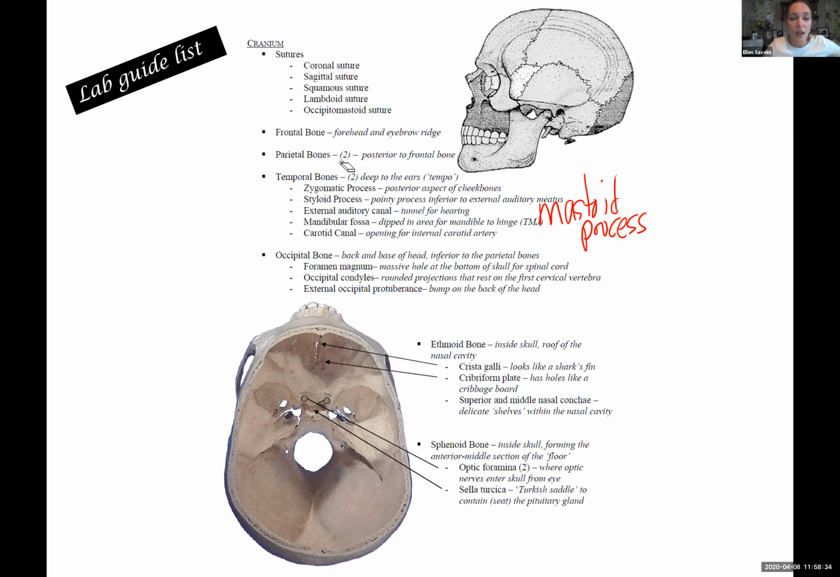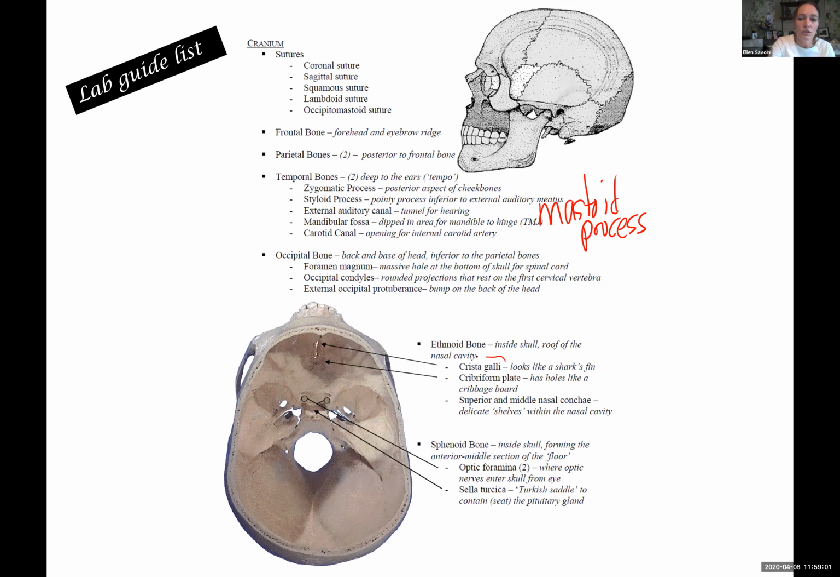Okay. Occipital bone, you should know the foramen magnum. Remember, that's this giant hole at the bottom where your spinal cord goes out. Your occipital condyles, you don't really see it here. It might be way under there. That's what sits on top of the spinal column that you rotate to say yes with. And your external occipital protuberance is a bony piece that sticks out in the back of your head.